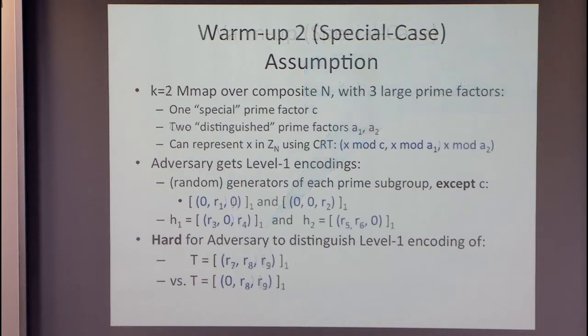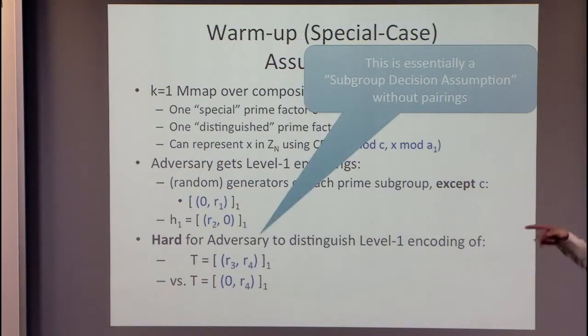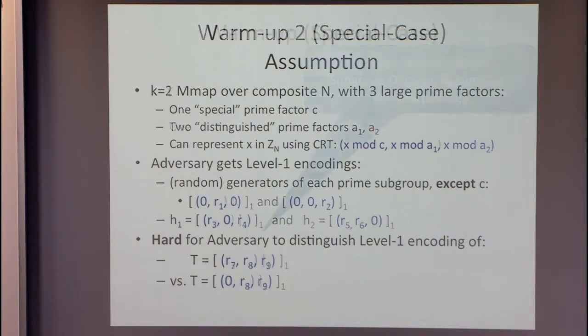Okay. And indeed, in the next talk, when we see constructions of multilinear maps, they will support these kinds of encodings where there are many prime factors and different things encoded with respect to different prime factors. Okay, so that was our warm-up.